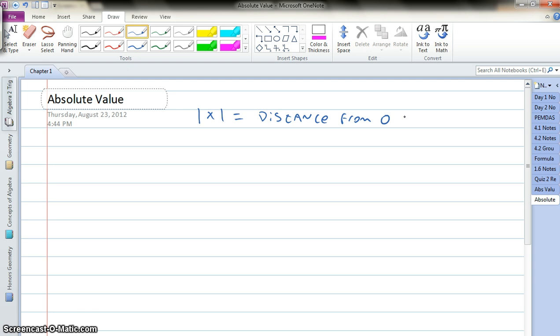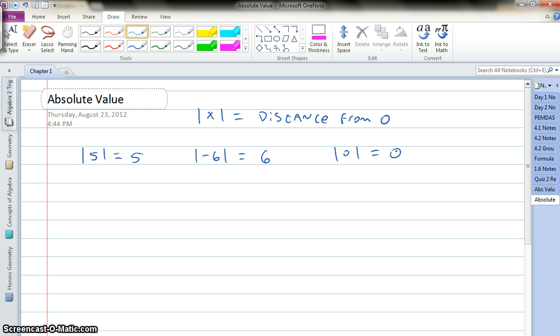So it needs to be positive because the distance is always positive. I cannot travel -6 feet. That's impossible. Even if I'm walking backwards, I'm still moving a positive distance. So, for instance, the absolute value of 5. Well, on the number line, from 0 to 5, the distance would be 5 units. Right? The absolute value of -6. On a number line, the distance from 0 to -6 would simply be 6 units to the left. Again, always positive. Absolute value of 0 is 0. You don't have to go anywhere.